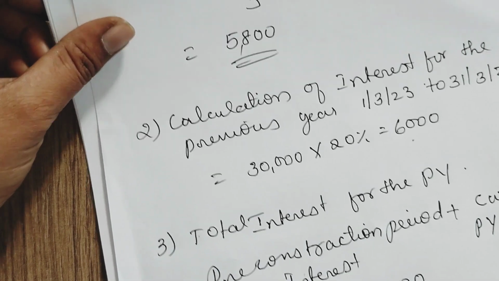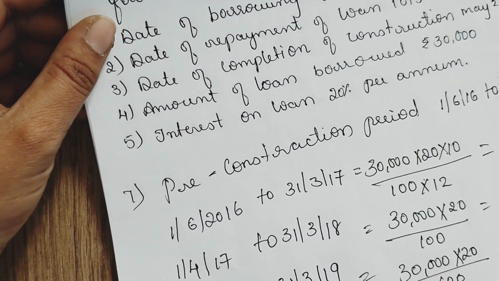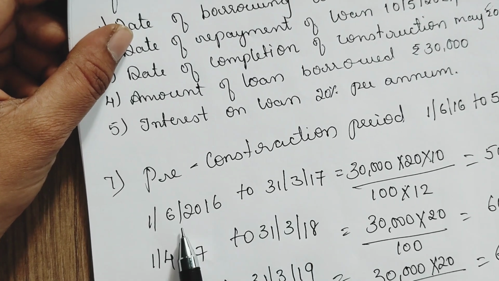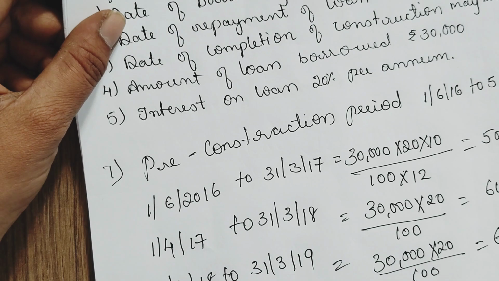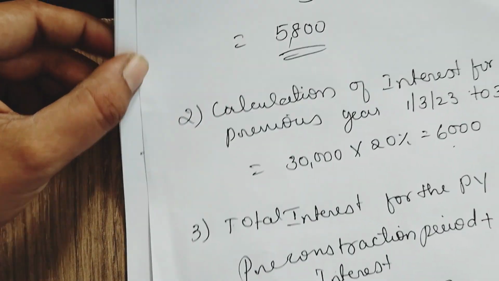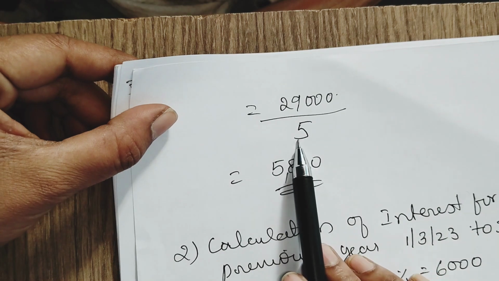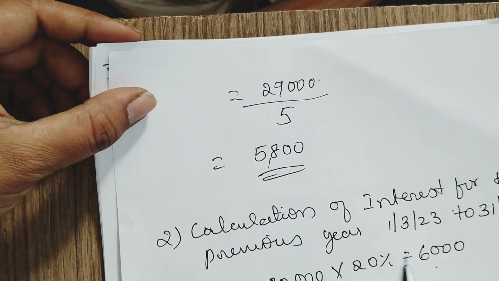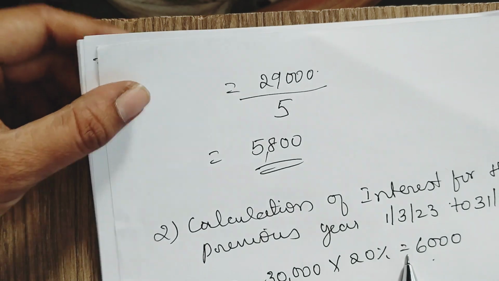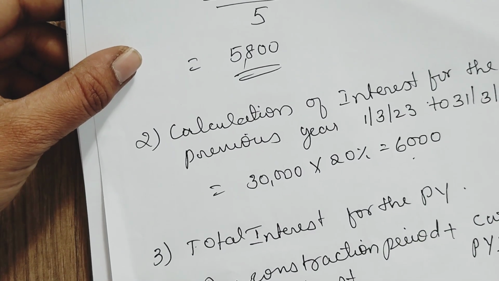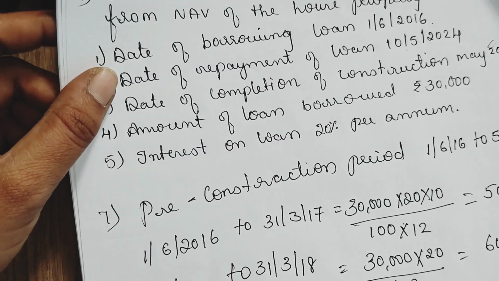I hope you all understood how we calculated. First we calculated for the pre-construction period. From the loan taken date till the date of completion we have calculated interest, that is pre-construction interest, and divided it into equal installments based on the number of years. Then 5,800 plus the previous year's interest, we have added both, giving the total interest for the previous year. Yes, we'll go to the next question.